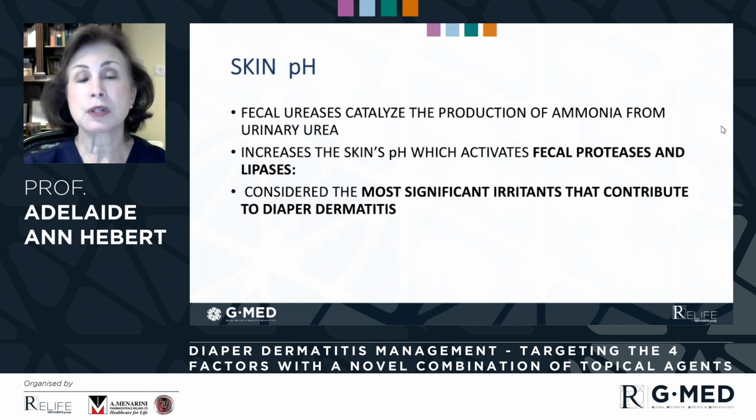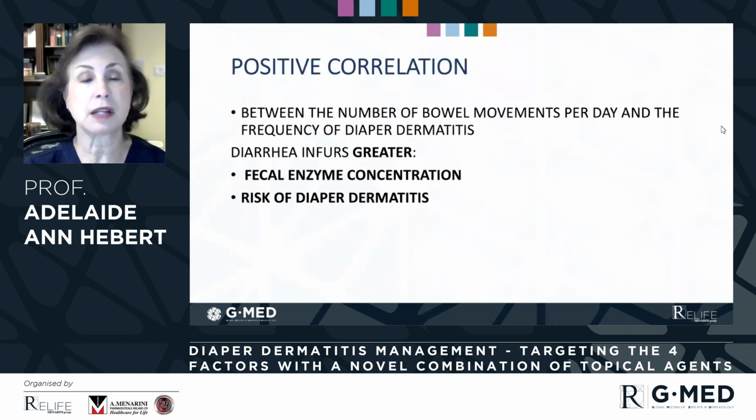What's very important to understand in diaper dermatitis is the impact of skin pH. The fecal ureases actually catalyze the production of ammonia from the urinary urea. This increases the skin's pH, which activates, in turn, fecal proteases and lipases. So we consider these some of the most significant irritants in the whole arena of diaper dermatitis.